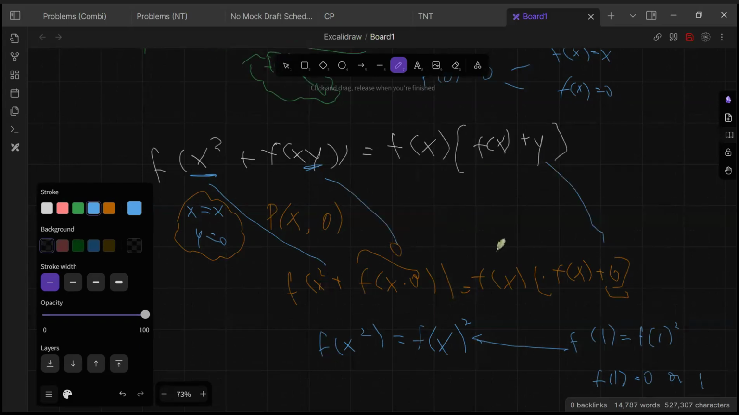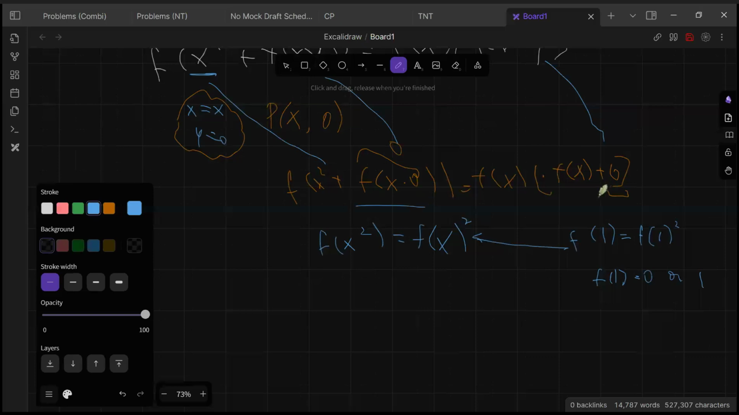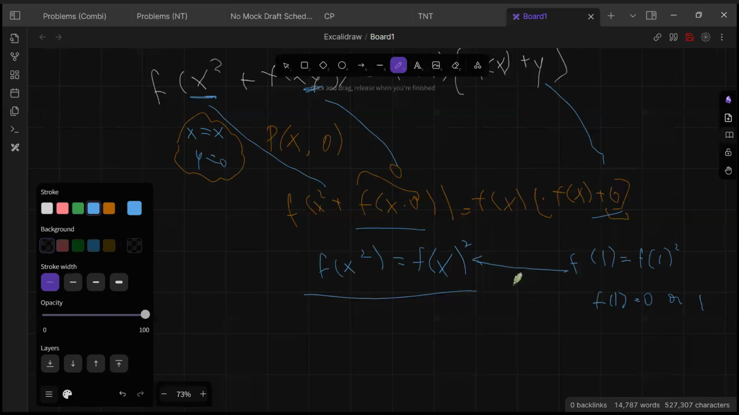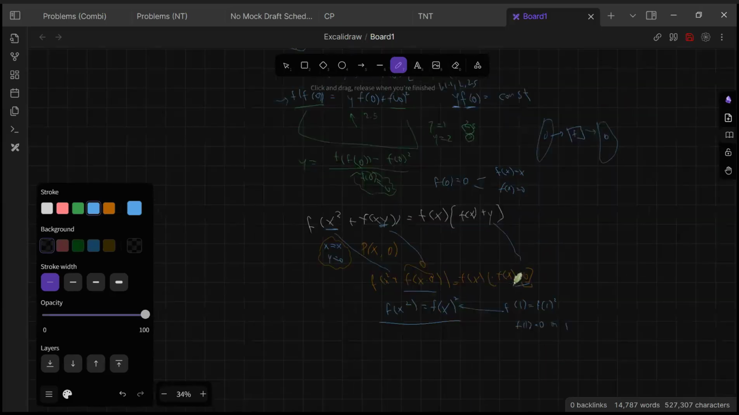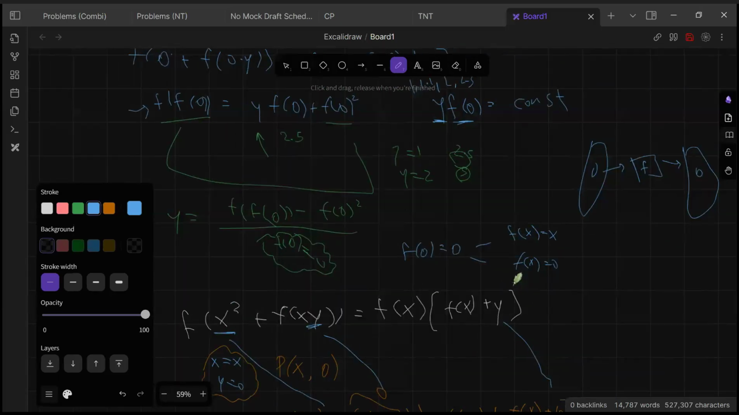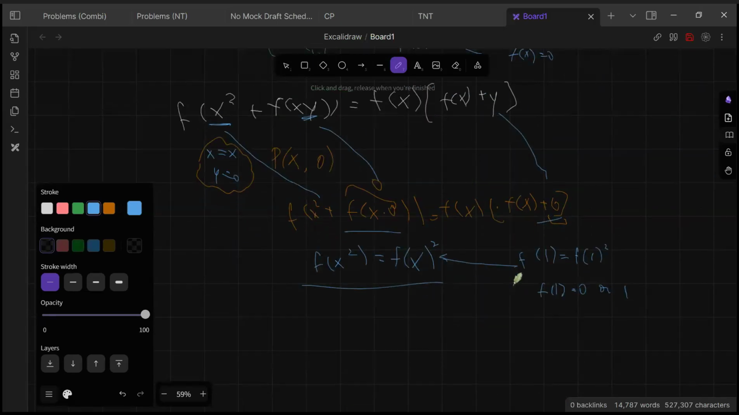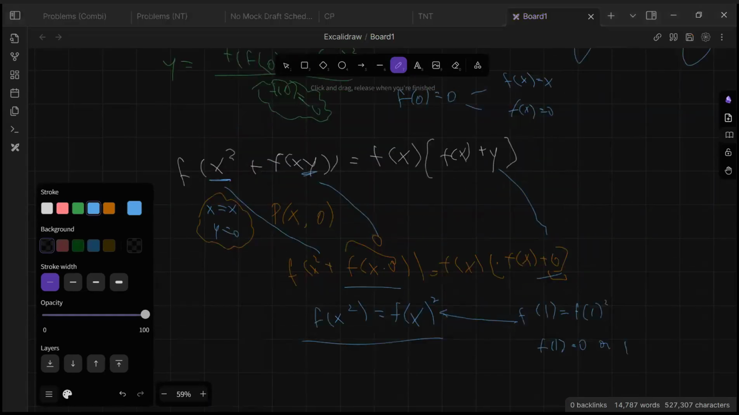So this becomes 0, this becomes whatever, and f of x squared is f of x squared. And we continue on like this, and eventually we'll have some solution or the other. We'll have that these two work, these three work, whatever. And we'll be done.